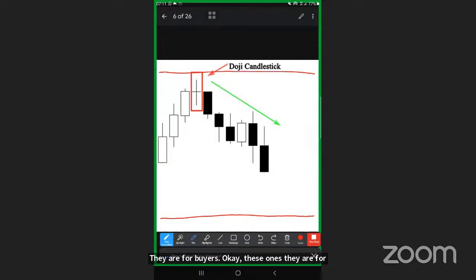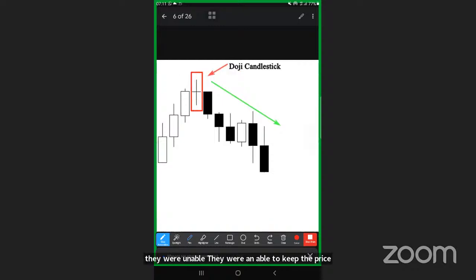So I want to emphasize something when it comes to that. All right, so the market was trending up, then you see the presence of the doji. This means that buyers were still in control. First, buyers were still in what? In control of the market. Okay, buyers were still in control of the market, but they were unable to keep pushing the price high.